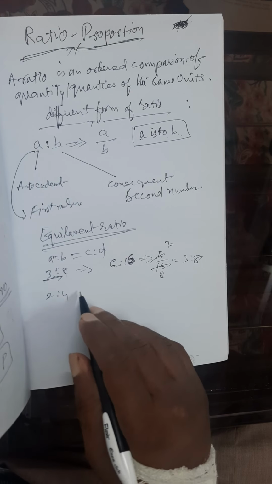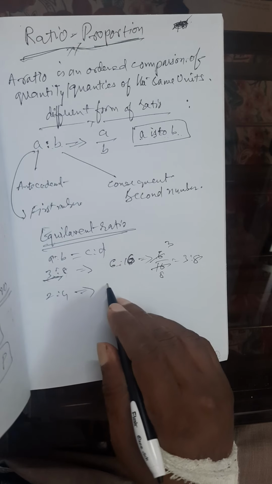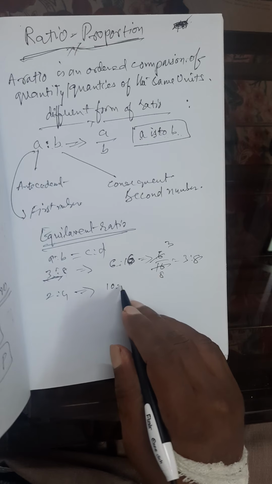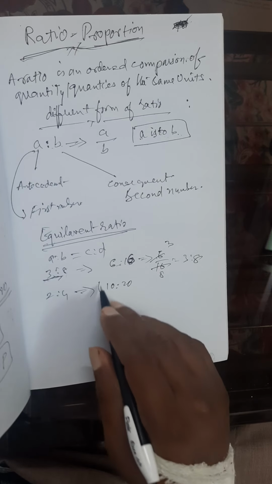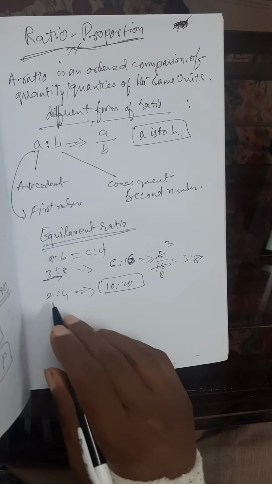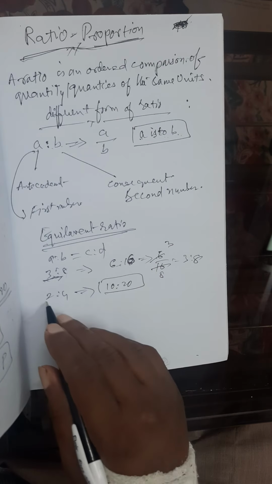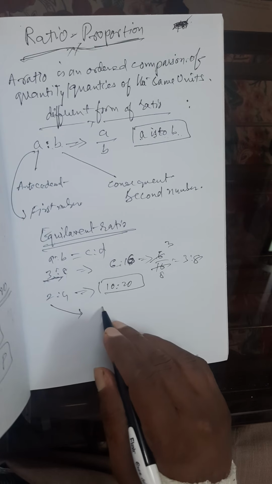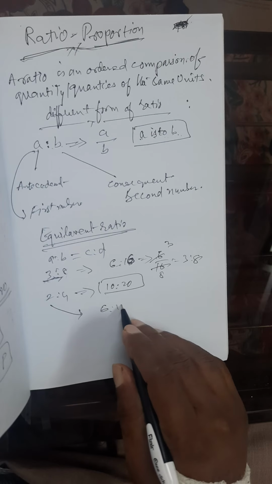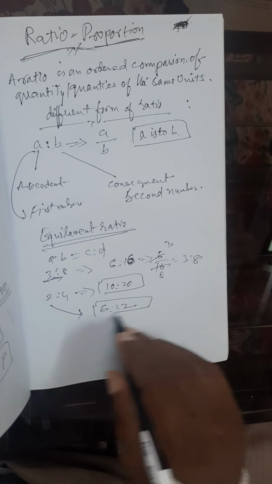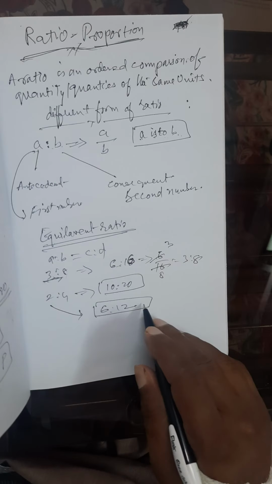2 is to 4. And another one, 2 5s are 10, 2 4s are 20. This is also an equivalent ratio to 2 is to 4. Like that, again we can write another ratio. 3 2s are 6, 3 4s are 12. This is also an equivalent ratio.